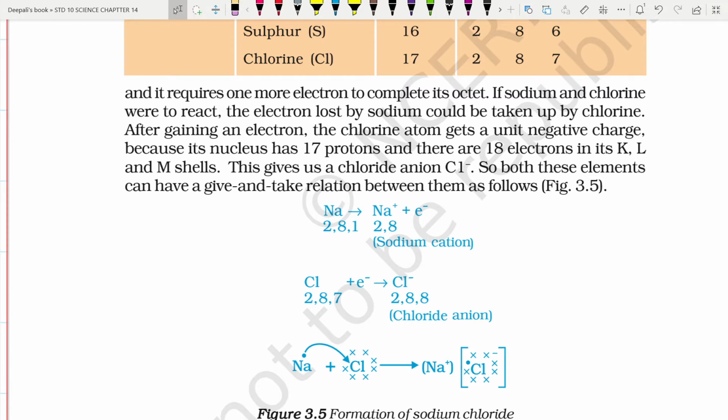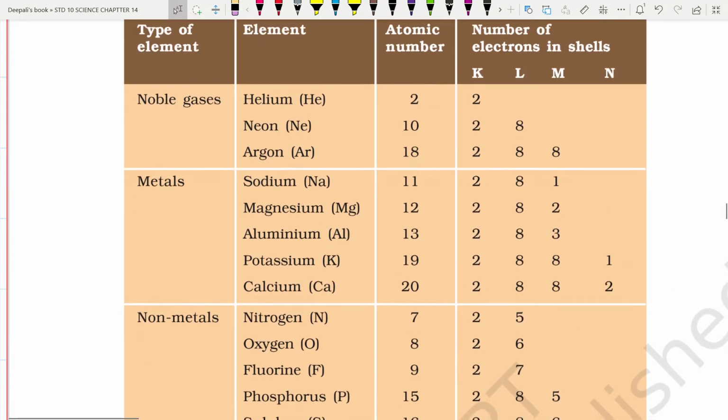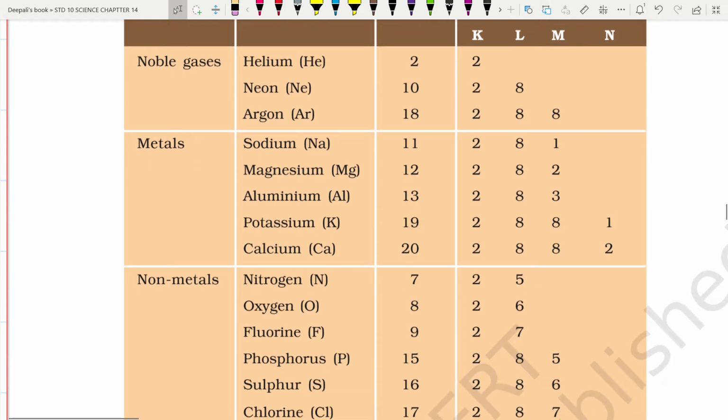So let us see some of the electronic configurations. Noble gas like helium has atomic number 2 and configuration 2. Neon, atomic number 10, configuration 2, 8. Argon 18, electronic configuration 2, 8, 8. Sodium 11, 2, 8, 1. Magnesium 12, 2, 8, 2. Aluminum 2, 8, 3. Potassium 2, 8, 8, 1. Calcium 2, 8, 8, 2.